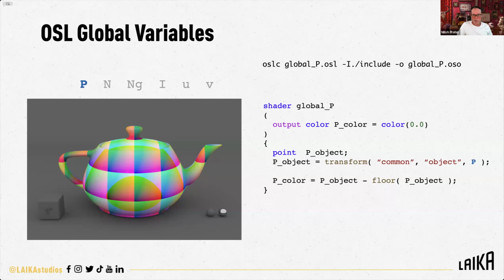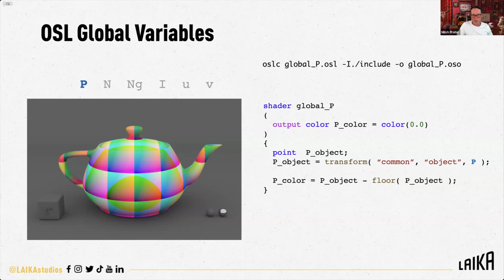It's this .oso output file that a renderer or other application uses. The shader starts with a declaration of its type and name, which in this case are shader and global_P. In parentheses are the shader's parameter declarations. Parameters are how individual shaders are connected to each other in order to create a larger shading network.